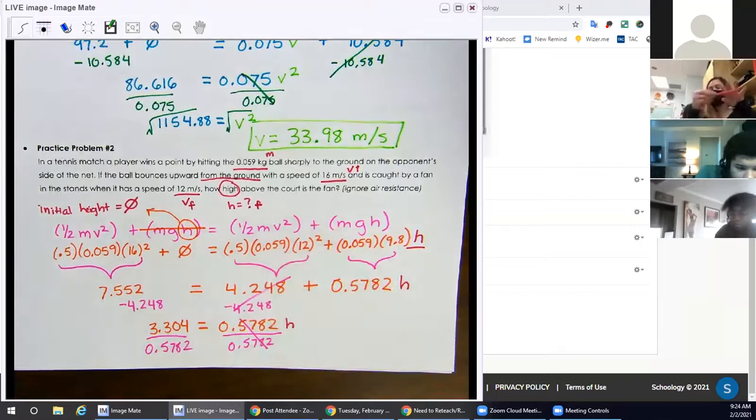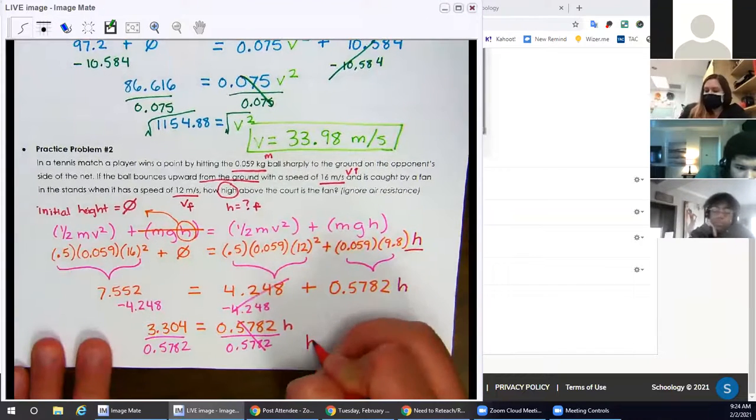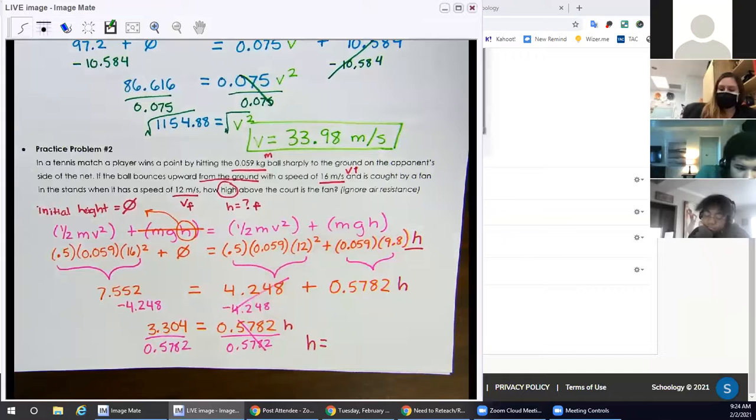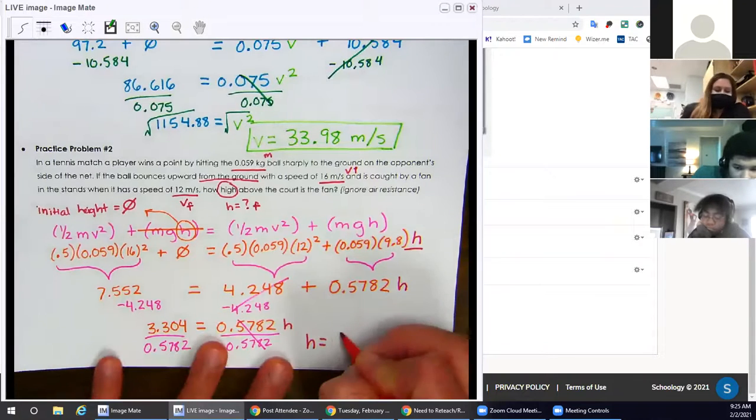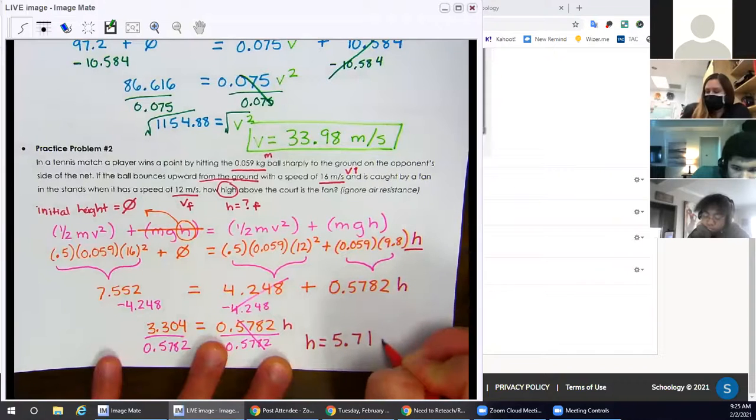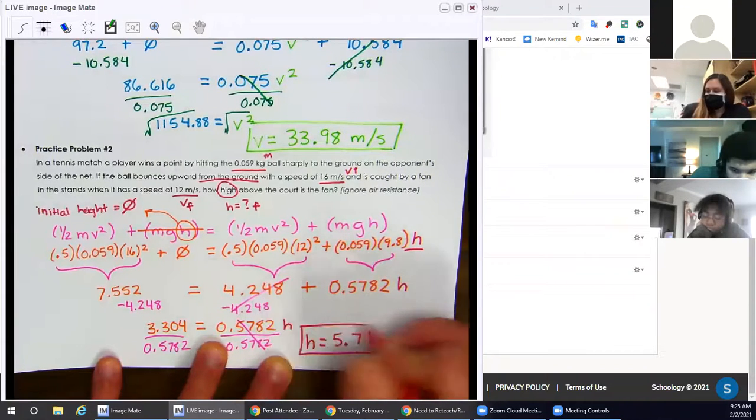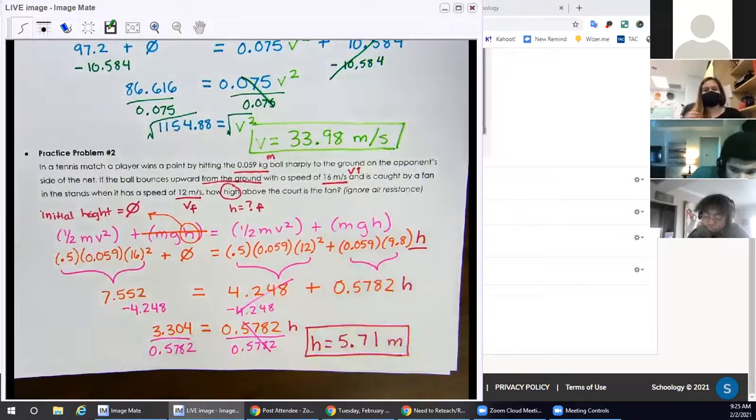You're left with your final answer, 3.304 divided by 0.5782. Your height is 5.71 meters. Like I said, it's easy, it's just really long.